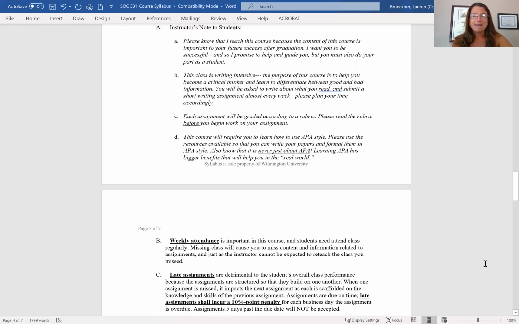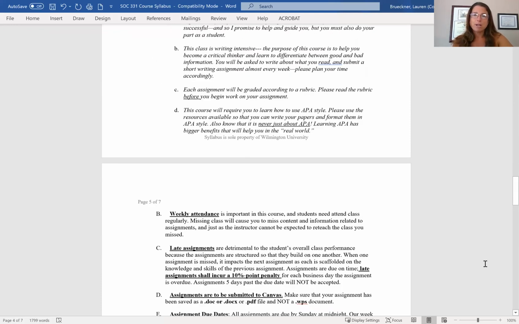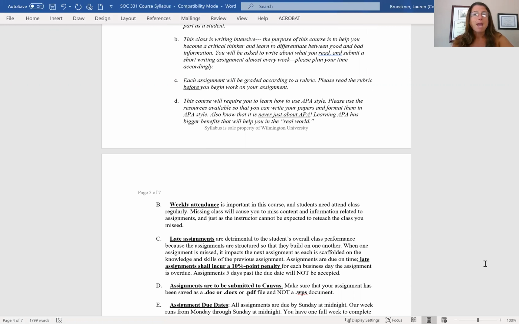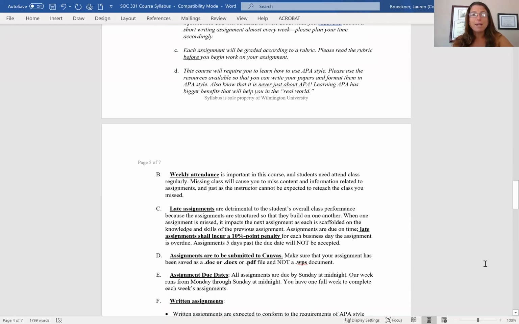Each assignment does have a rubric, so I suggest that before you even start your assignment, you read over that rubric so that you know what is expected. And if you don't know the ins and outs of APA style, I suggest that you get started quickly. There is a lot of information out there, in the Wilmington University library database as well as online, to find some information about APA format. But we want to make sure that all of our papers are written in APA format unless otherwise noted.